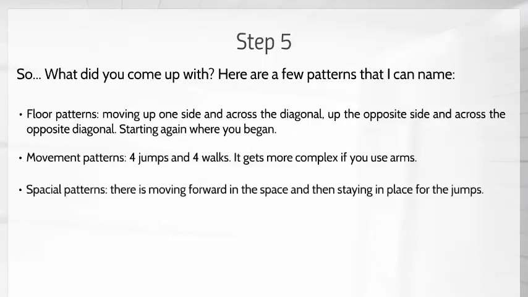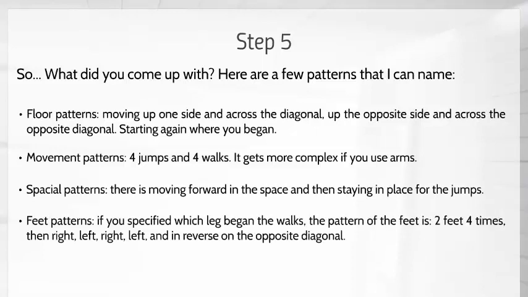Spatial patterns: there is moving forward in the space and then staying in place for the jumps. Feet patterns: if you specify which leg began the walks, the pattern of the feet is 2 feet 4 times, then right, left, and in reverse on the opposite diagonal.